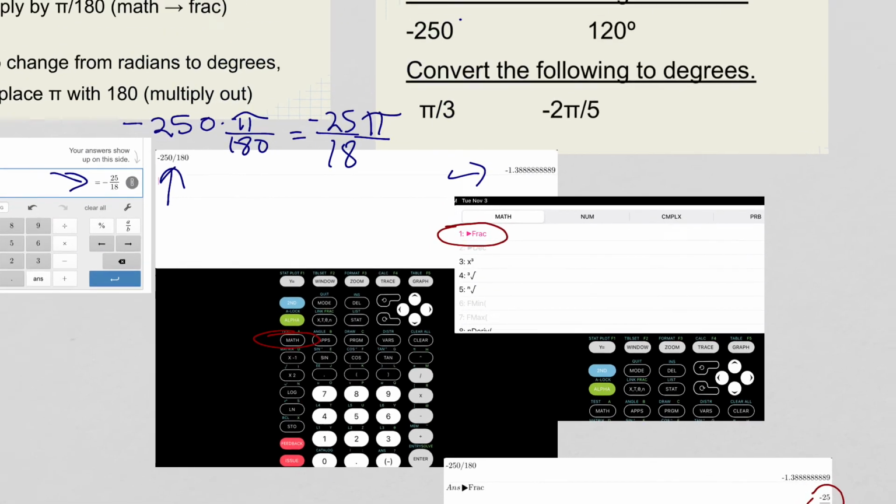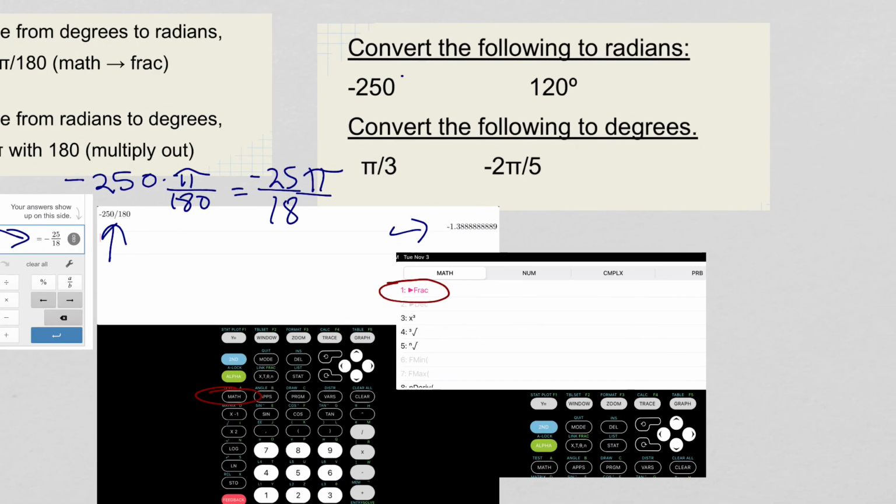All right, let's try the next one here, 120 degrees. So if I do 120 divided by 180, pi is going to be on the top. Go ahead and try that in your calculator and press math frac to reduce it. We get it to be 2 pi over 3.